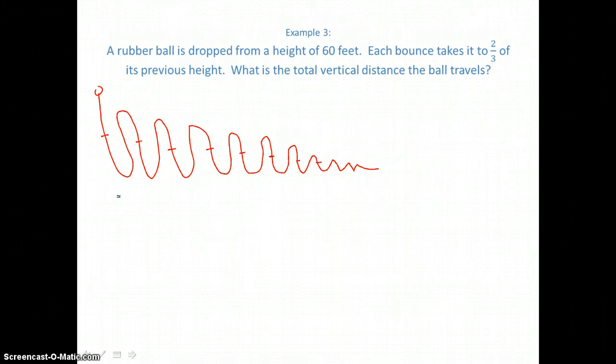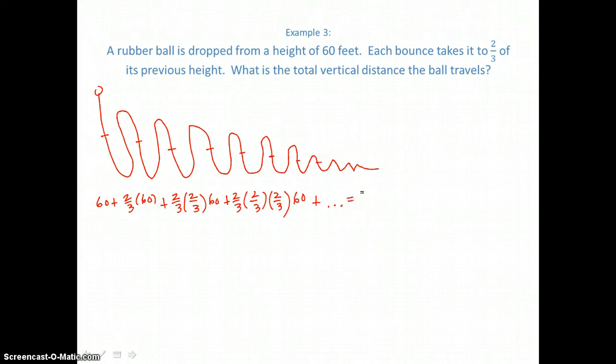This ball falls or drops. It first falls 60 feet, and then it's going to fall 2/3 of 60, and then it's going to fall 2/3 of 2/3 of 60, and then it's going to fall 2/3 of 2/3 of 2/3 of 60, and this pattern is going to continue on and on forever in theory.